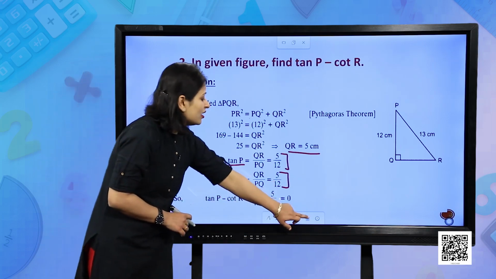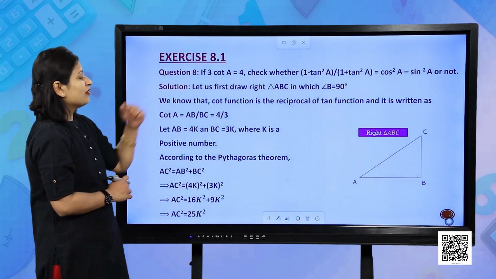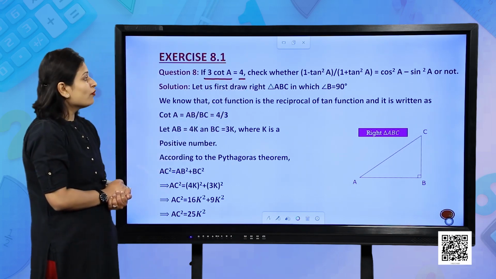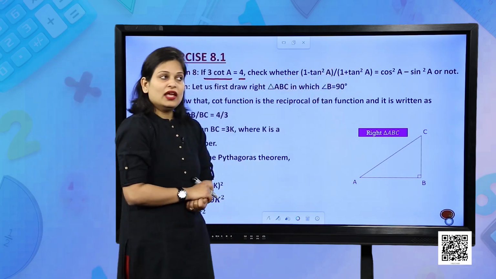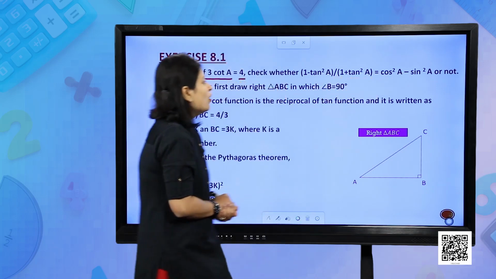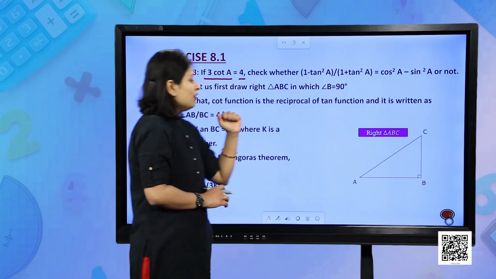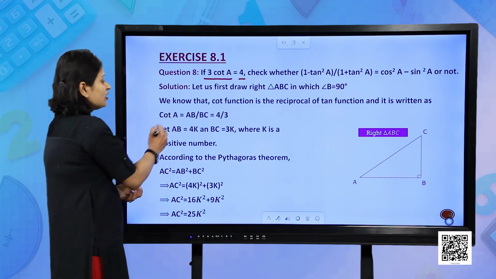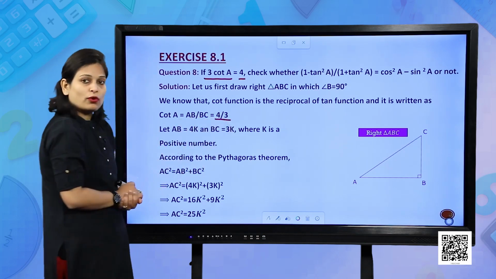Now I will discuss question 8 of exercise 8.1. We are given 3 cot A is equal to 4 and we need to prove that (1 minus tan square A) upon (1 plus tan square A) is equal to cos square A minus sin square A or not. For that we need to just draw a right angle triangle ABC which is right angled at B. Now as you know, cot A is what? AB upon BC, which is given as 4 by 3.